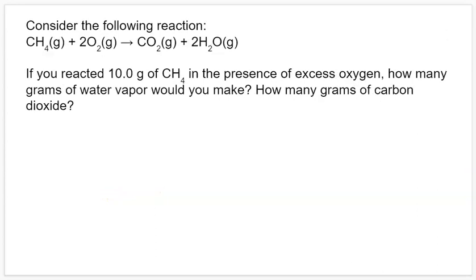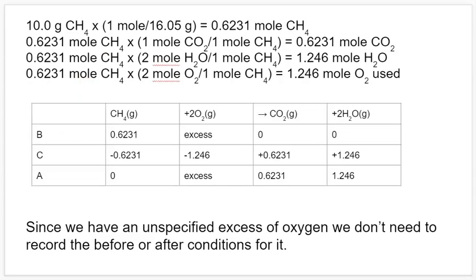First, we need to figure out how many moles of methane we have, what our number of grams amounts to, because we can't quantitatively compare chemicals by their masses. We need to convert them to moles first, so we can see what the direct ratio of particles is. So if we take our 10 grams of methane, we divide it by its molar mass, which I calculated to be 16.05, we get 0.6231 moles of methane.